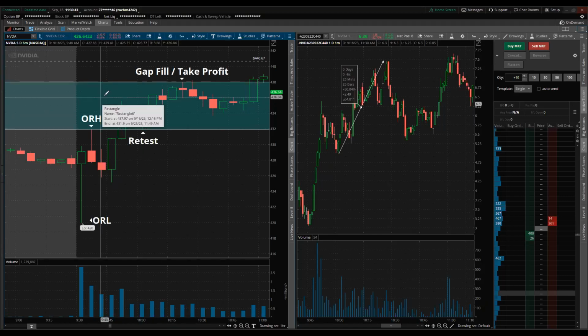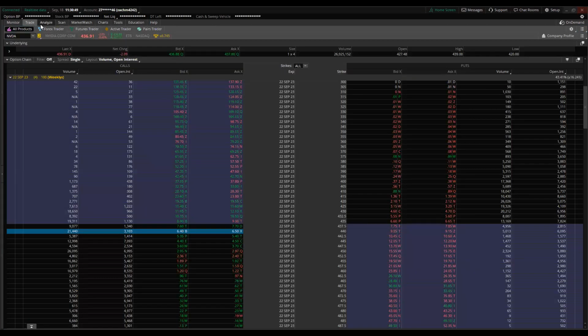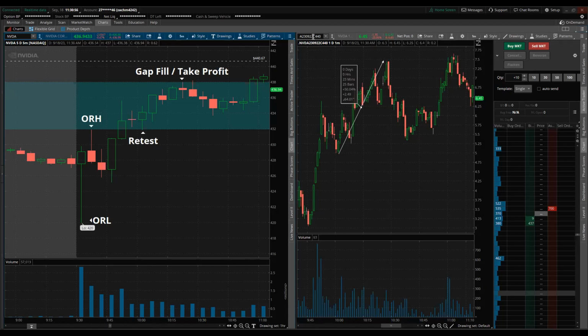And so you can see here, this is actually the options right here. If we go over to Trade and go to your Option tab, you can right click and copy an option contract, okay? And you can paste it into a chart.